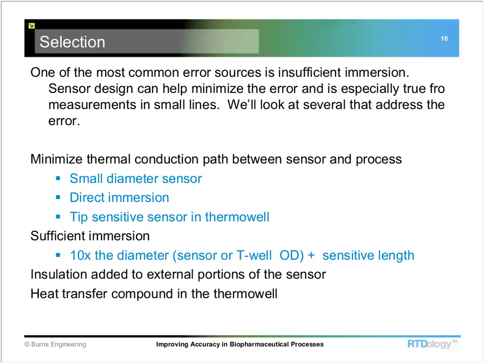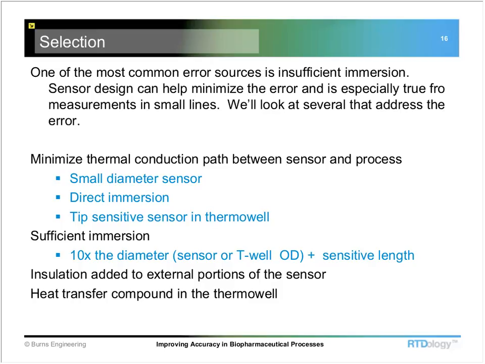How far does it need to be immersed, and there's a balance there between the immersion length and the flow rate, because one of the things that is done to minimize what we call either a conduction error or immersion error is to use a small diameter sensor. And when we do that, there's a balance there between the strength of the sensor and having it perform well enough to overcome this conduction error.